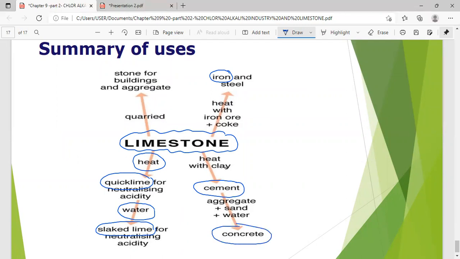Okay, any questions on this limestone and building material, students? Because before we move on to the next part.